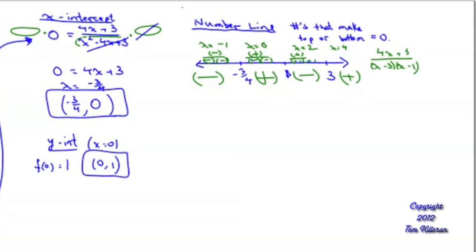As long as you pick a number bigger than 3 in this case, you get positive, positive, and positive? Yeah. Okay. 4 times 3, 4 minus 3, and 4 minus 1. They're all positive. If you want 1,000, it's guaranteed to be positive.